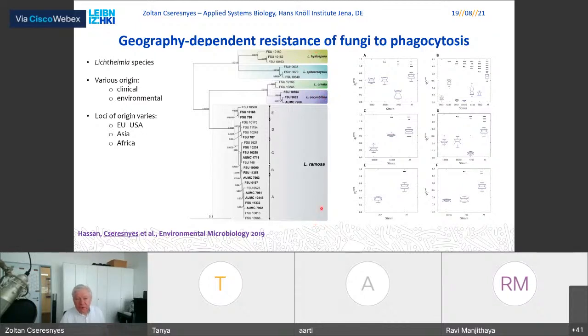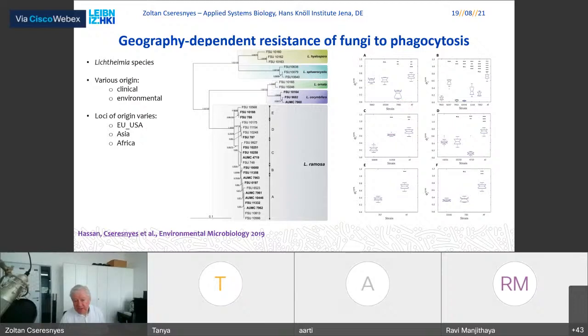Why did we do this study? Because we were curious whether, for example, the origin of the fungus plays a role in how resistant or sensitive or vulnerable they are to being phagocytosed. So what we did was the analysis. We measured hundreds of petri dishes, our collaborators did. And from those, we extracted the symmetrized phagocytic index, which I just explained to you. And then we measured the average value and the distribution of the measured values for all kinds of Lichtheimia strains and the Aspergillus fumigatus, labeled AF. This was always the reference.